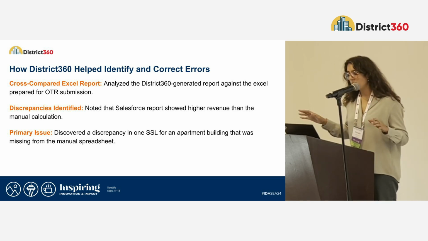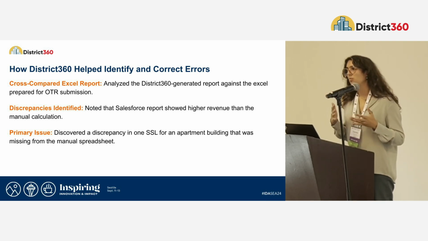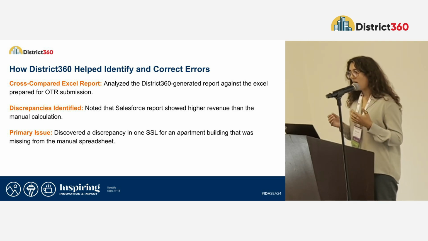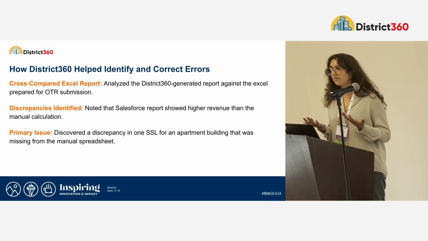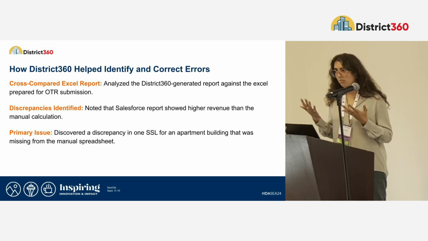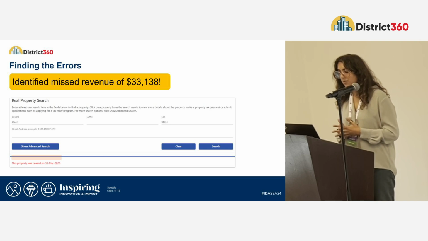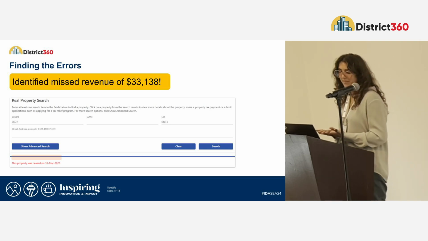Once I boiled all of those down, there was still a discrepancy that showed that our Salesforce revenue was higher than our Office of Tax and Revenue revenue. I narrowed it down to this one specific SSL. It's a multifamily building, which is our highest revenue source. So what I thought was a Salesforce systems error was actually $33,000 of missed revenue.